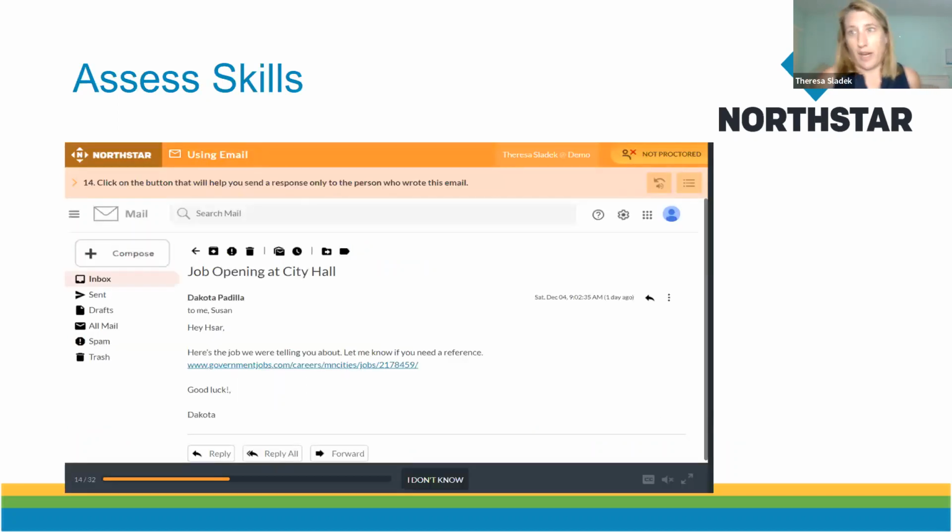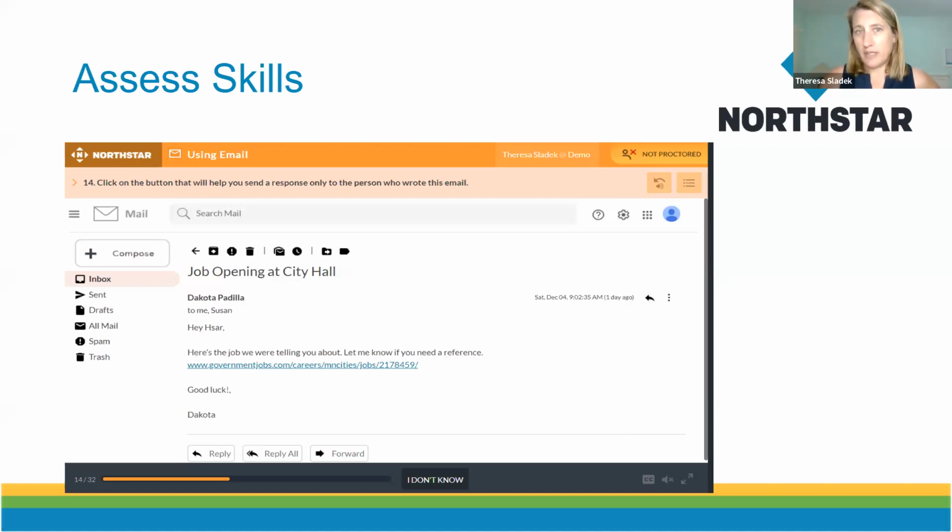So Northstar is great because it's very flexible and there are many different ways you can use it. And that makes it difficult sometimes for programs to know how to use it or how to get started. So I thought we would start just, again, since I don't know where you're at in your Northstar journey, by giving you a sample way that many organizations use Northstar, a sample flow. And then we will focus on the instructor-led curriculum during the rest of our talk.